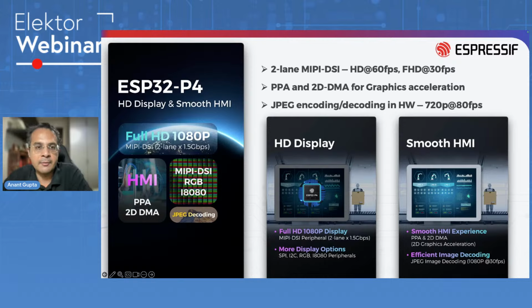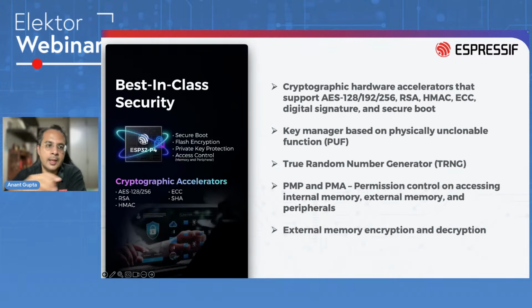Apart from that, we have JPEG encoding and decoding in hardware. So basically, we can play MPEG videos on the ESP32-P4 and drive them onto the display. All of this in hardware, and we can support up to 720p at 80 frames per second. Yeah, I think that's all from the slide.